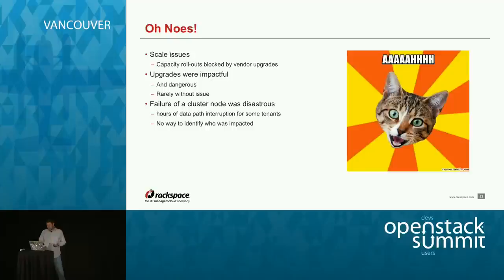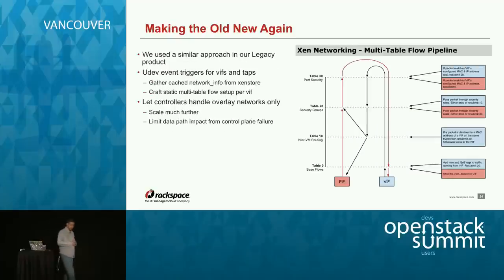So very clearly, we had to do something different. And we actually went back to a model we used with our legacy product, where we did wire up the vSwitch. Now, it wasn't as complicated back then. We didn't do as many things with the instances. But we did wire up our own vSwitches back then. So we said, OK, let's do it again. And that's what we did.